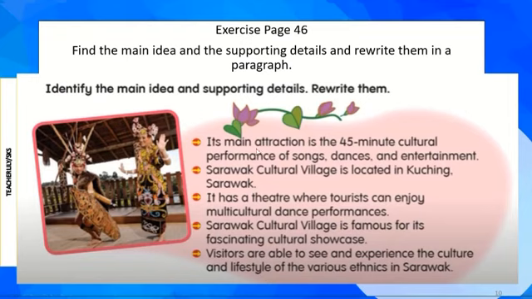If you look at the first sentence here, its main attraction is the 45-minute cultural performance of songs, dance, and entertainment. Is there any place, any name, or anything that the author wants to tell you in here? No. So you have to find the name of something that the author wants you to know. Can you find it? Very good, class. Yes, it is Sarawak Cultural Village. The author wants you to know about Sarawak Cultural Village that is located in Kuching, Sarawak.